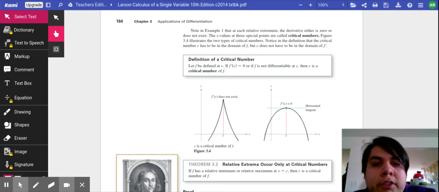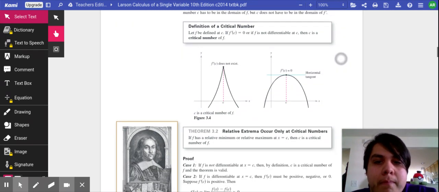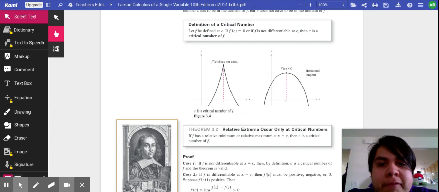Figure 3.4 illustrates the two types of critical numbers. Notice in the definition of the critical number c that c has to be in the domain of f, but c does not have to be in the domain of f prime. So let f be defined at c. If f prime of c is equal to 0, or if f is not differentiable at c, then c is a critical number of f.